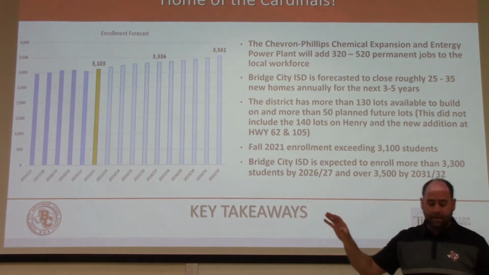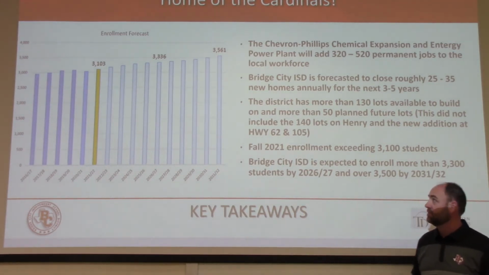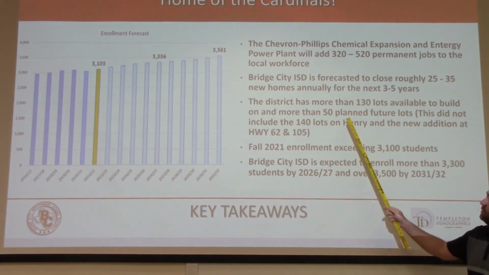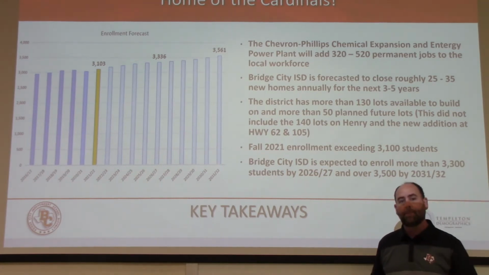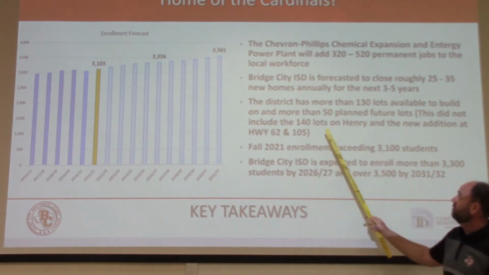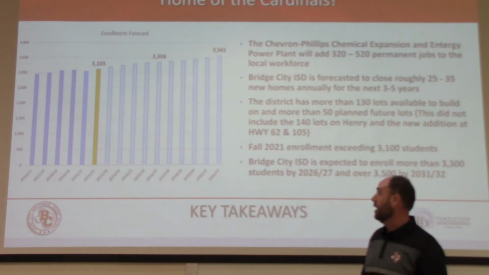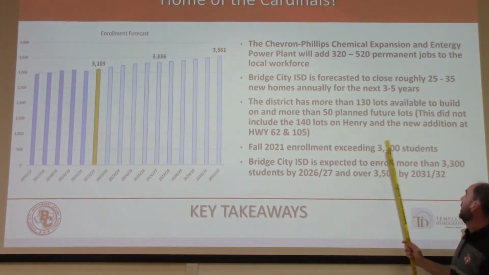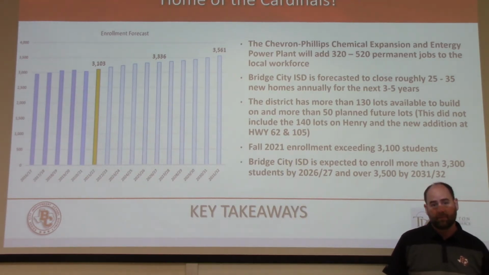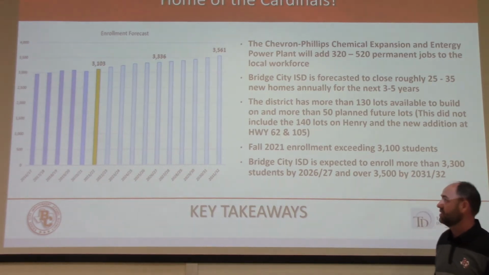All of these numbers that I've just showed you on student numbers and new homes in the district did not include 2 developments that happened after the demographic study was completed and reported to us. 140 lots in town off of Henry that are coming soon and being developed, and we're being told about an addition at Highway 62 and 105 with 500 homes. That is Bridge City ISD. Again, neither one of those things were in the demographic study.